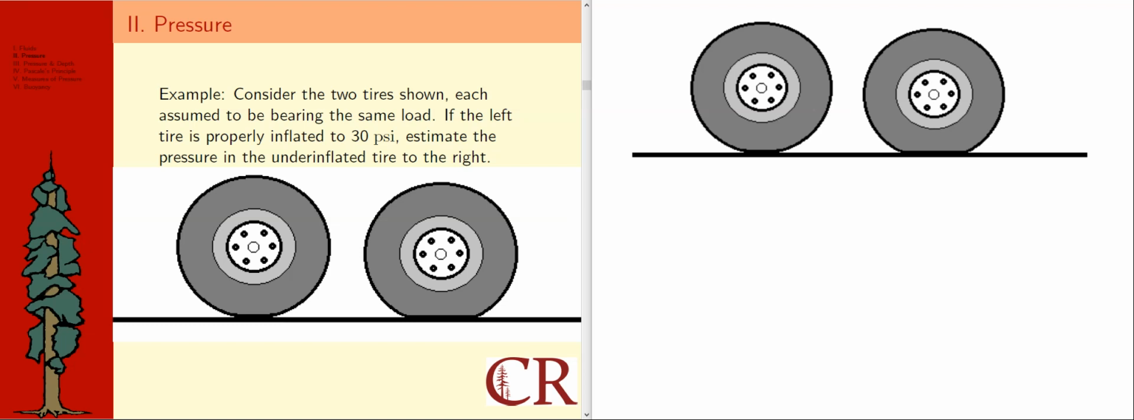Consider the two tires shown, each assumed to be bearing the same load. If the left tire is properly inflated to 30 psi, estimate the pressure in the underinflated tire to the right. Anyone ever find their tires on their car maybe look more like this one?